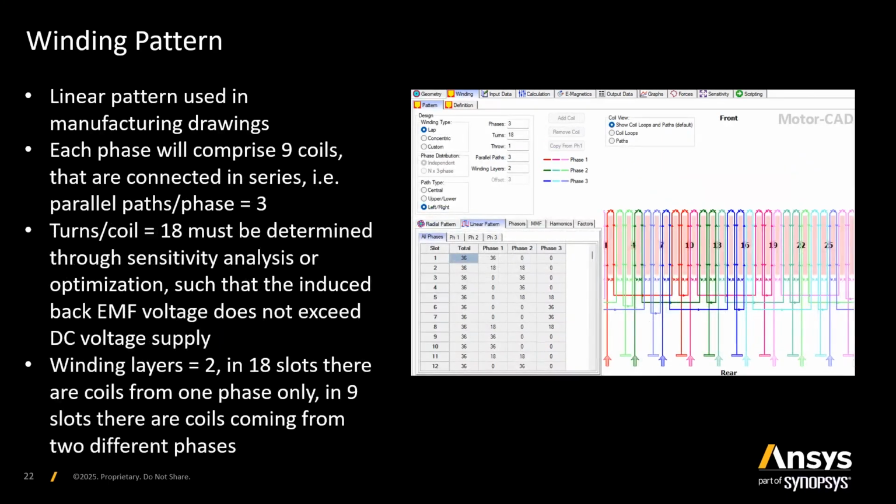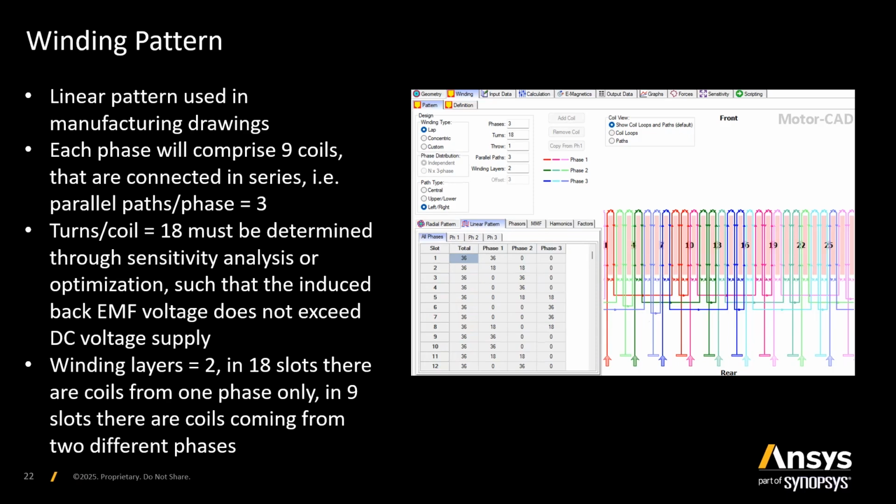We can look as well at the linear pattern, which is useful for manufacturing drawings, and each phase will comprise 9 coils. These 9 coils are grouped in 3 groups, 3 coils times 3. So we're dealing with 3 parallel paths. I mentioned earlier that it's important to have this parallelization, which allows us to operate this machine in case there is a fault in one of the parallel paths.